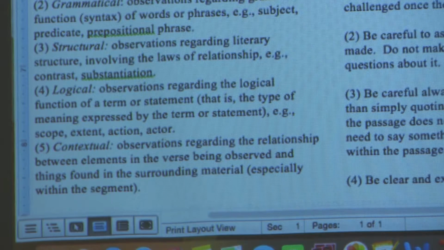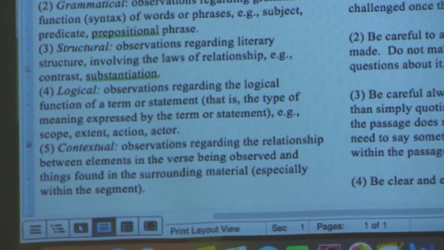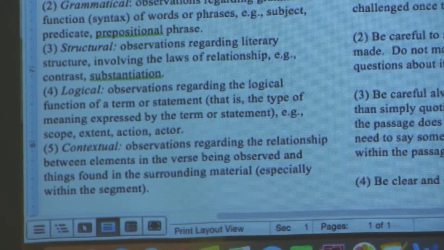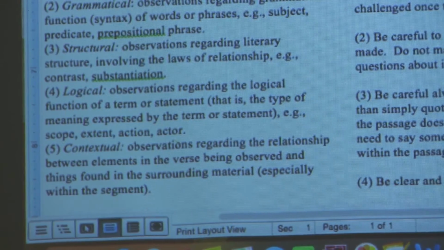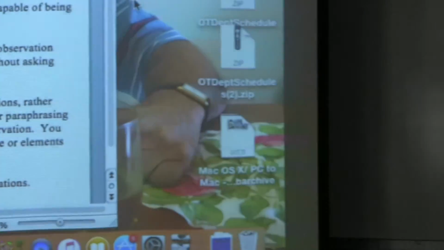A further type of observation is logical observation. This involves, as I mentioned, observations regarding the logical function of a term or statement. That is, the type of meaning expressed by the term or statement. Another way of putting this is the issue that the term or statement has to do with.